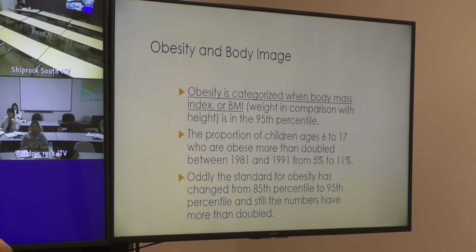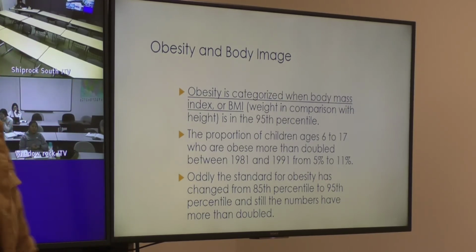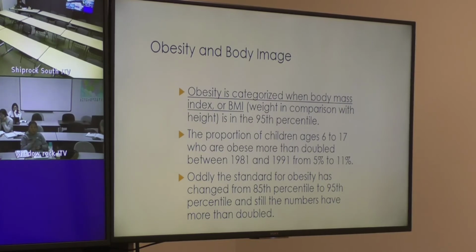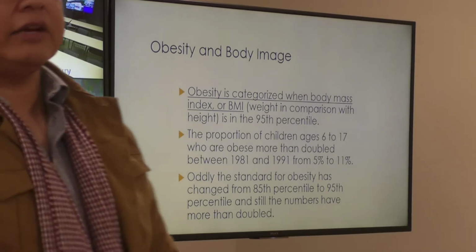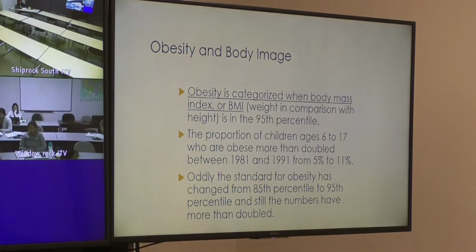The proportion of children aged 6 to 17 who are obese more than doubled. So this was back in 1981 and 1991. So again, if you're noticing, even till now, it has increased dramatically. So not only has the standard for obesity changed from the 85th to the 95th percentile, one, because we're seeing parents implement this in their daily activities as well. And one of the big things is, I think it was like 10 chips is a portion size.